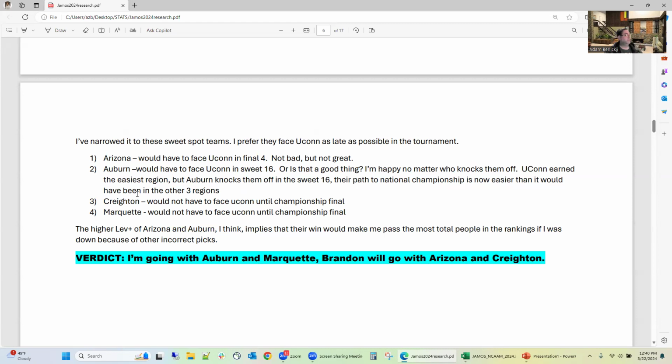And these are also good. Both Creighton and Marquette would not have to face UConn. They're not in their region. They're not even on the same side of the bracket. So the only way they would ever face UConn is if UConn was still alive in the championship final. That's good news. But given the higher leverage plus of Auburn and Arizona, I think you'd probably pass the most people in the rankings if one of those is correct.